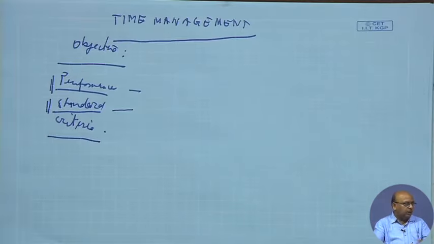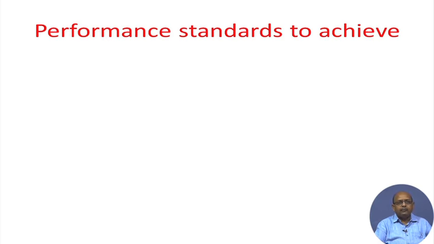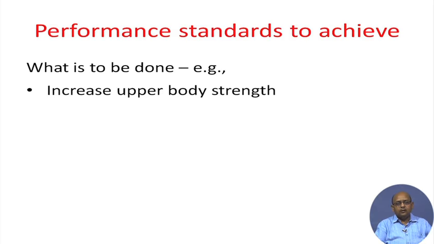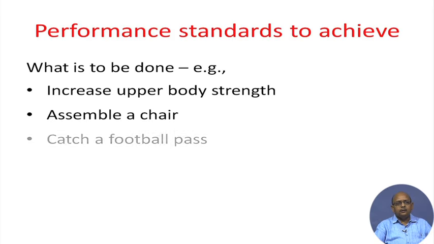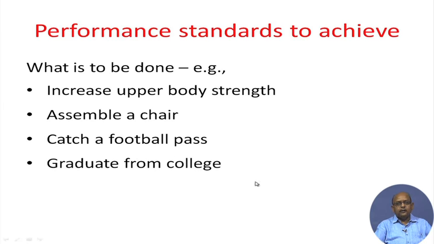Now, let us look at how we go about it. Performance standards to achieve, that is what is to be done. Say for example, you are going to exercise to increase your body strength, or you are going to assemble a chair. These are different examples that I am giving to explain the standards that are to be defined, or catch a football pass, or graduating from college. So, if you look at these four, these are the performance standards, or the level of performance to achieve, but you have to be very, very specific.